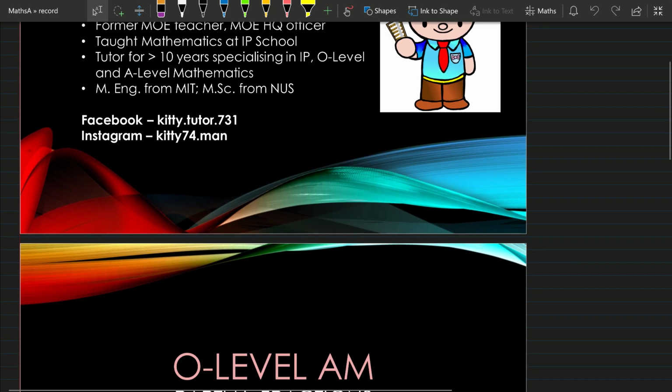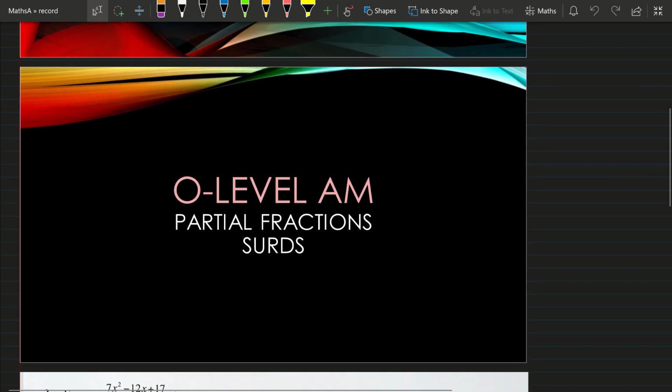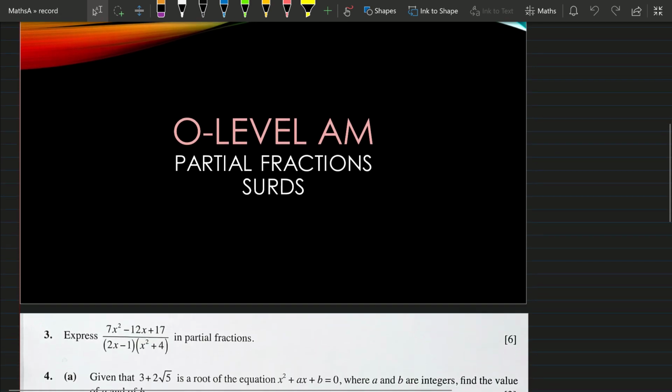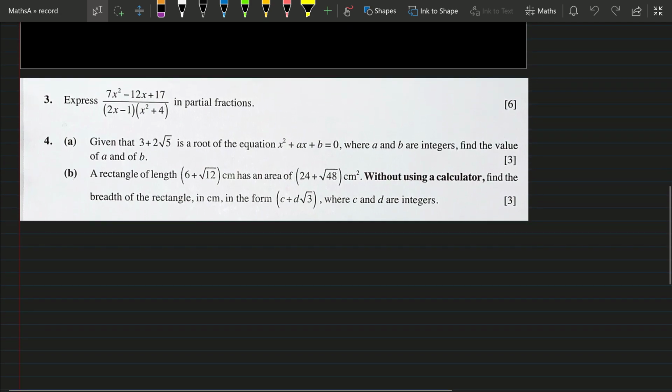Alright, so today I'm going to talk about O-level AMaths. Two questions here, partial fractions and surds, and they are from November 2018, paper 1. So let's get right into it. Okay, let's start from the partial fractions one.